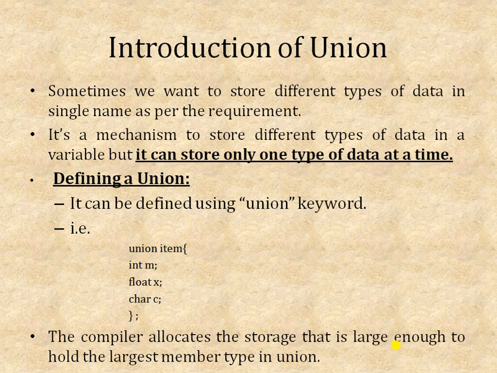Defining a union. Union can be defined using the union keyword, that is union, name of the union identifier, int m, float x, char c, and semicolon. Similar to a structure, union also ends with a semicolon. The compiler allocates the storage that is large enough to hold the largest member type in union.